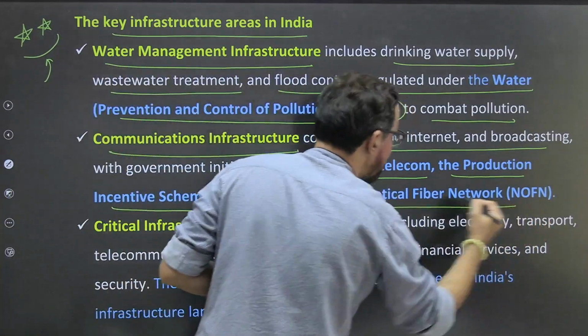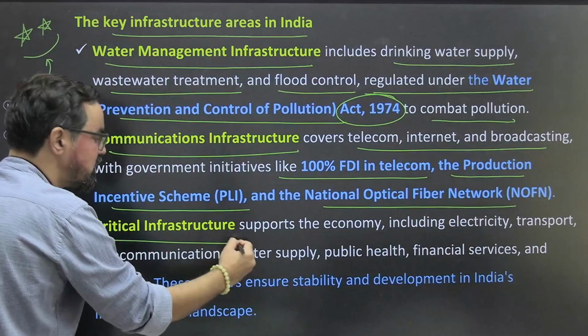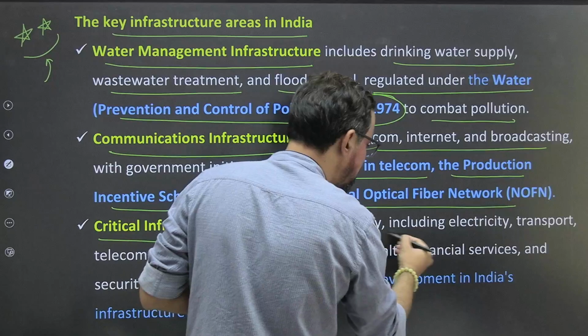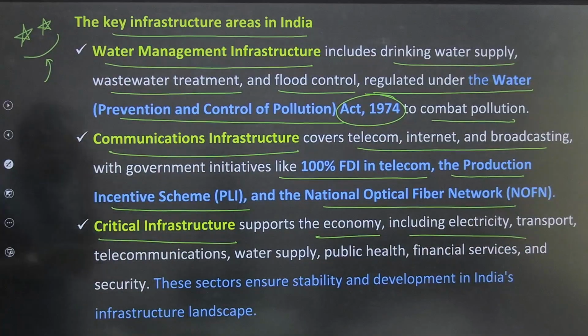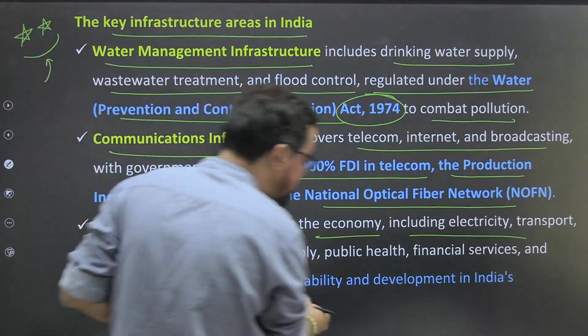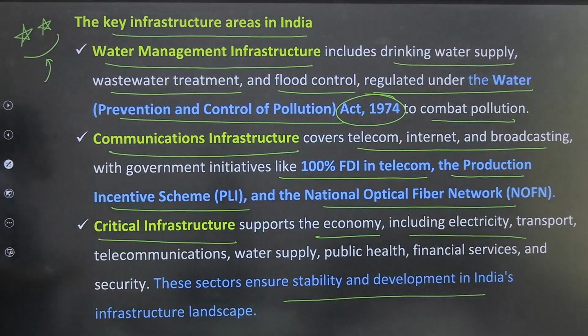National Optical Fiber Network, again, is generally part of this one. Okay. Critical infrastructure supports the economy, including electricity, transport, telecommunication, water supply, public health, financial services, and security. These sectors ensure stability and development in India's infrastructure landscape itself.